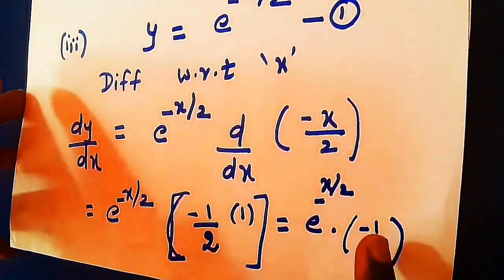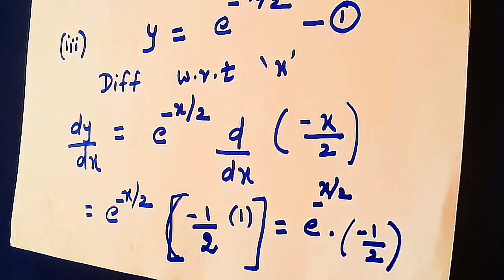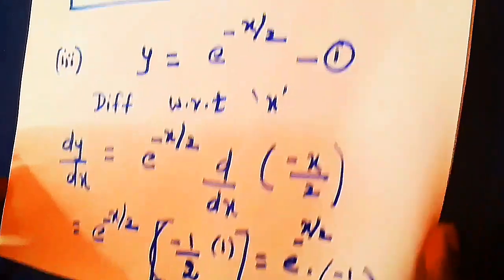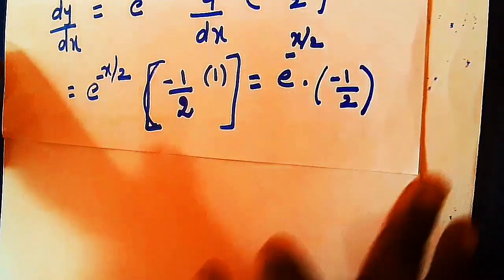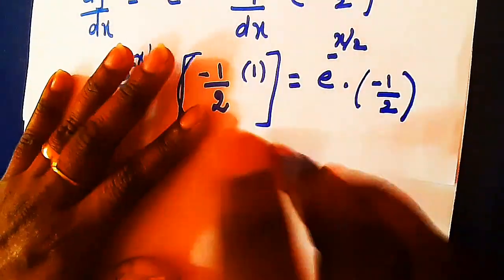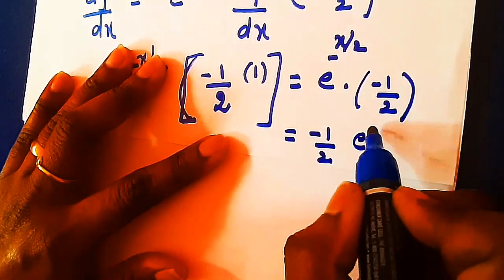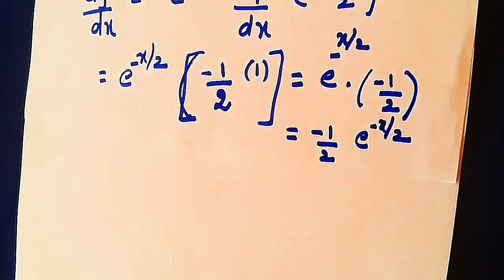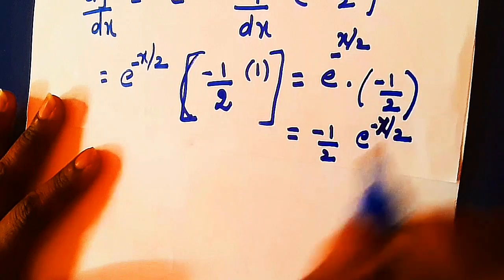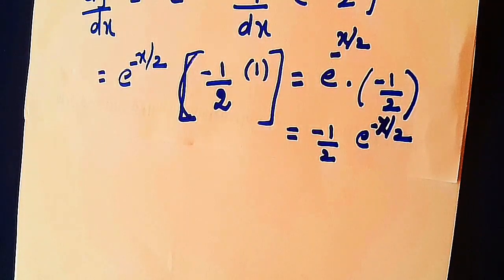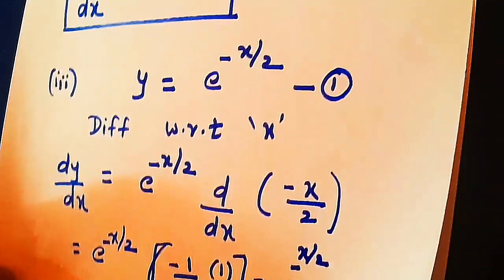Negative half. So how can I write this? I can bring minus half in the front. So what will be the final answer? The final answer is minus half into e to the power minus x by 2. That's it. This is your dy by dx. You can have a look, friends, and go through how we have solved this problem.